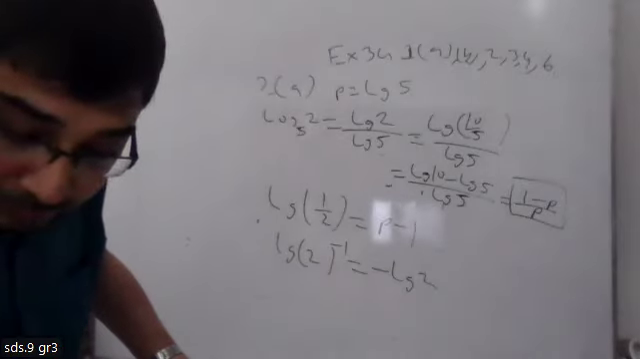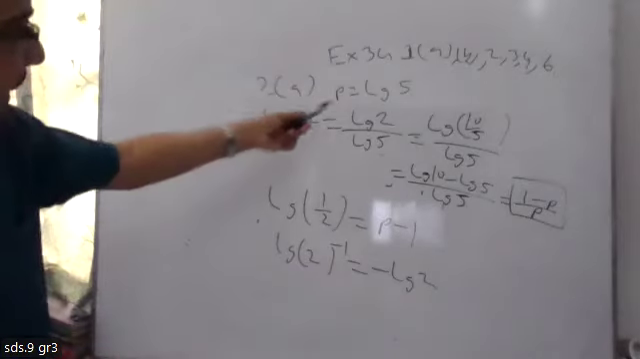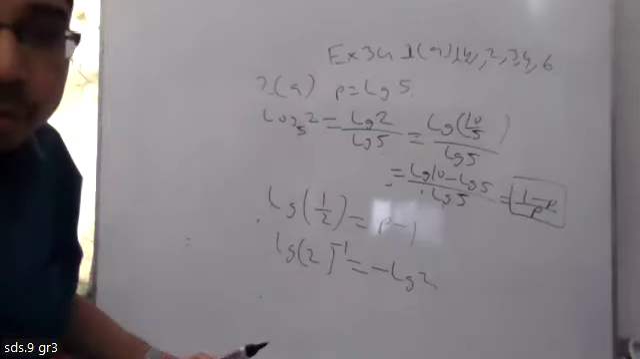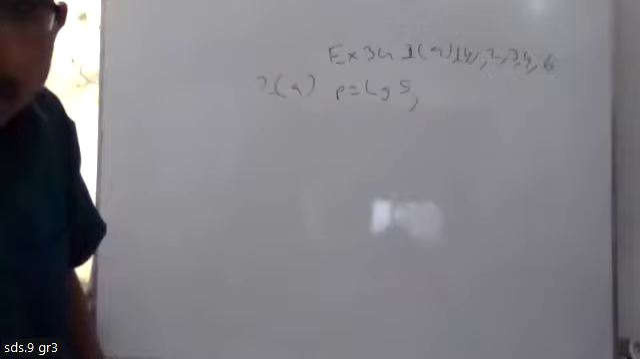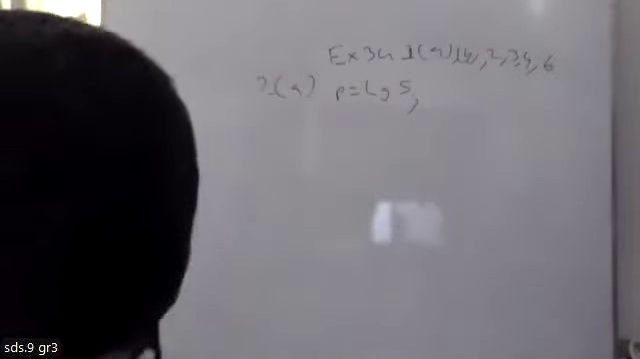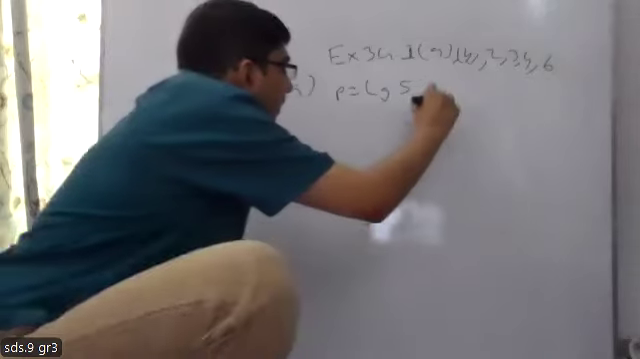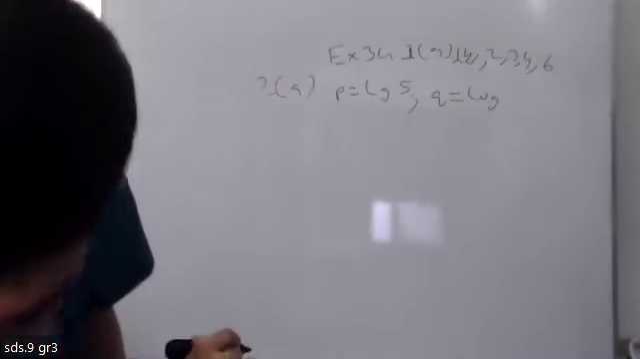Now look at part B. Basically, part B is a continuation of part A. P is given, so they have also introduced Q. Please have a look. They have given the info that Q is equal to log 2 base 3.